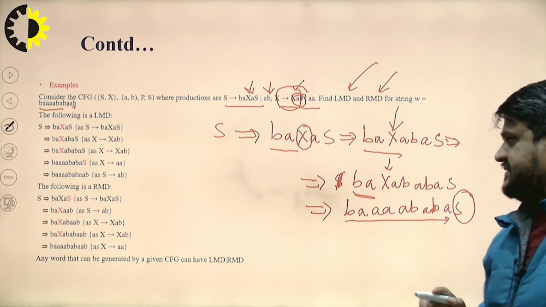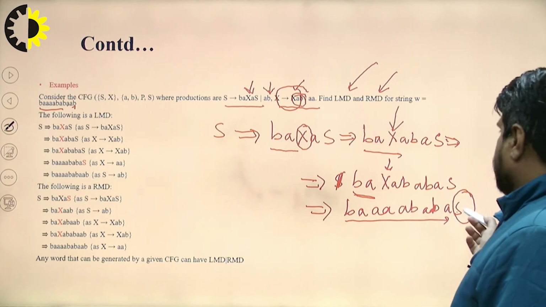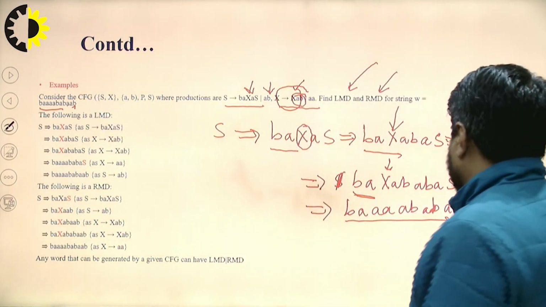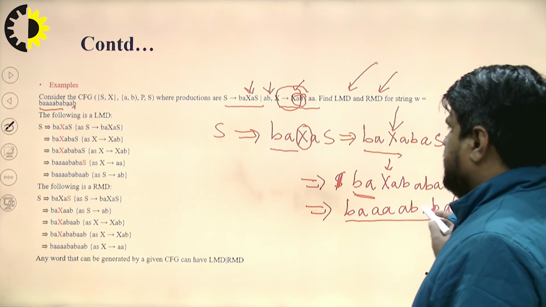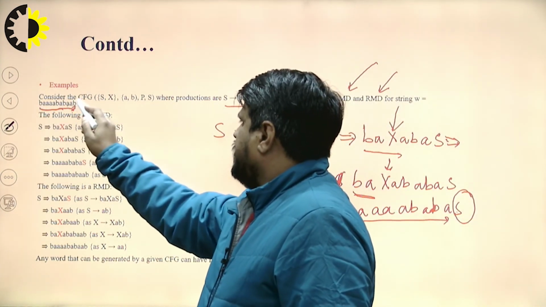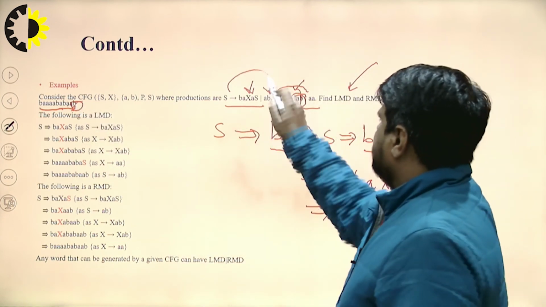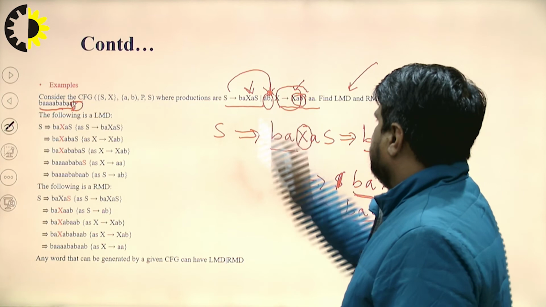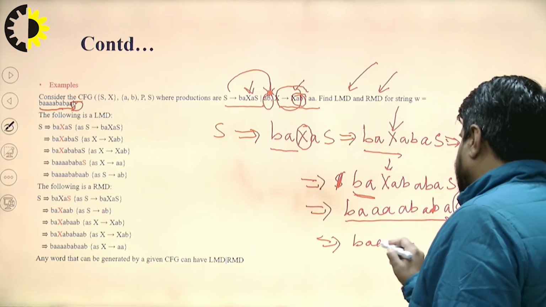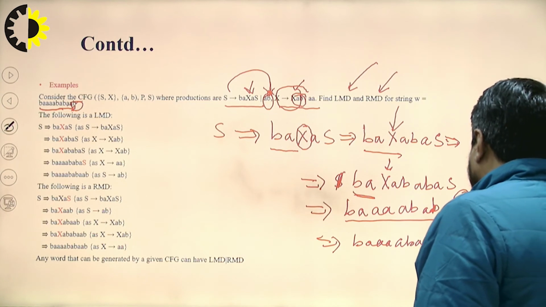So by which value does this S get replaced? At last you will require AB. Till here, you will have generated the string, and only AB is left. So this S gets replaced by the right hand side of the particular production. So you will get the string B A A A A B A B A and A B, right?